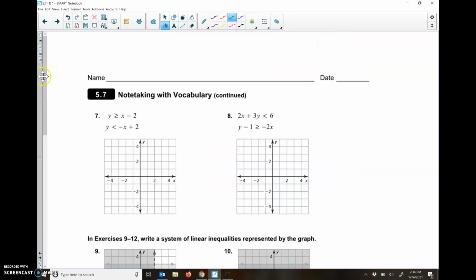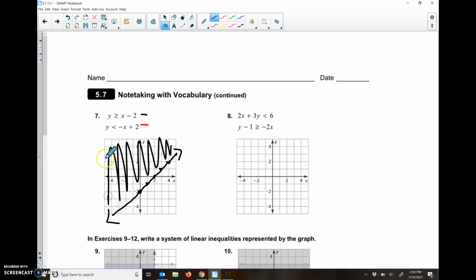Okay, let's do number 7 and then we'll move on. Okay, so y is greater than x minus 2. Again, I'll do this one in black. I'll do this one in red. So y is greater than x minus 2. So I'm going to start with that minus 2. And then I'm going to go up 1, right 1, up 1, right 1, up 1, right 1, up 1, right 1, up 1, right 1. Make my line there. And it's everything greater than that. So lightly shade up here.